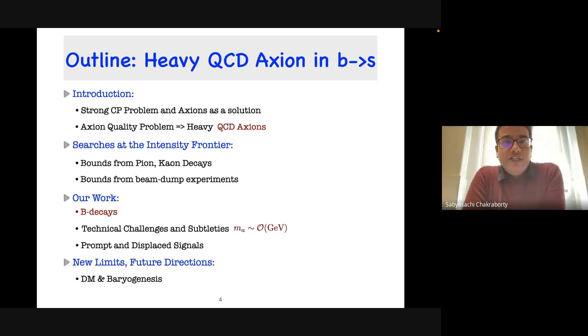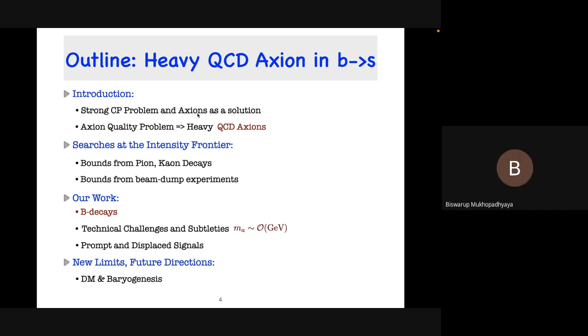Okay, so this is the brief outline of my talk. I'll first introduce what the strong CP problem is and how the axion solves the strong CP problem. For typical axions, the axion mass and the pion mass are related by the relation m_a f_a is equivalent to m_pi f_pi, where f_a is the decay constant of the axion. And when f_a is very large, around 10 to the power 10, 10 to the power 12 GeV, the axion can also act as a dark matter candidate.